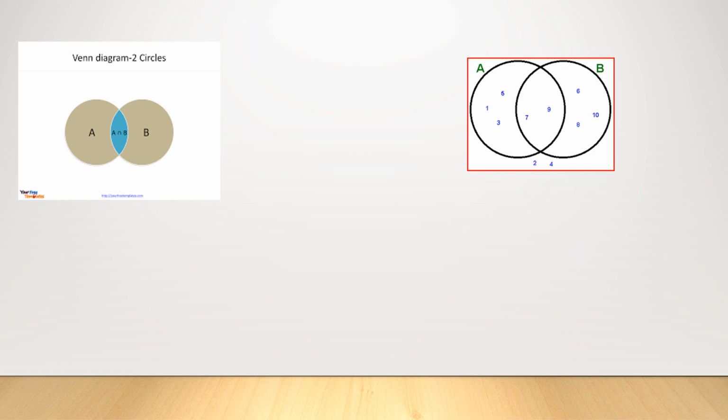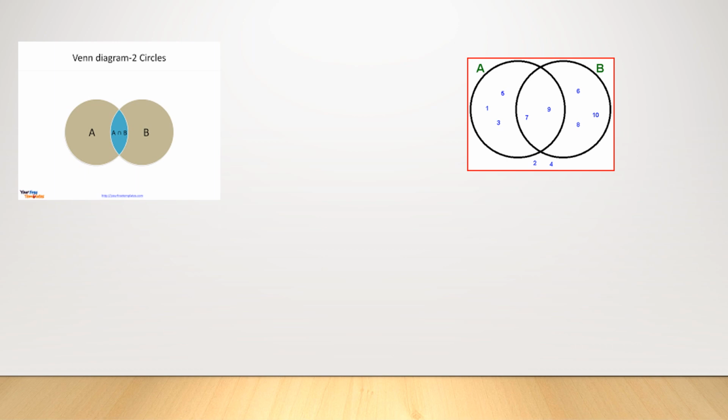In the second diagram, as we can see, set A is having the elements like 1, 3, 5, 7, 9 and the set B is having the elements 6, 7, 9, 8 and 10. The two elements 7 and 9 are common between set A and set B. So 7 and 9 are represented in the area which is common to set A and set B.